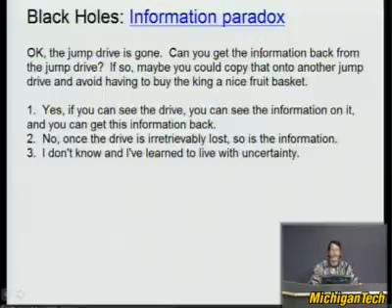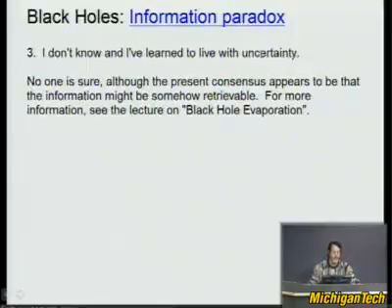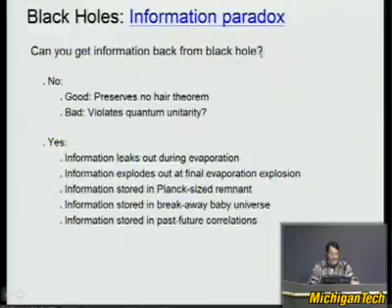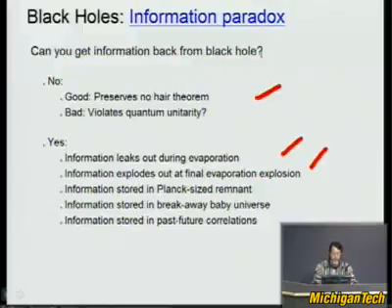I don't know, and I've learned to live with uncertainty would be the third one. Got it? Here we go. No. We don't know if you can get information back from a black hole. Even if you can see the drive, you might be able to get some information from it, but it might be gone. And so the black hole evaporation has that more. I'll review some of that here. If you can't get it back, it preserves the no-hair theorem, which is straight GR. There are other ways the information could get out. It could leak. It could end up in a Planck-sized dense remnant. There are correlations that could occur.